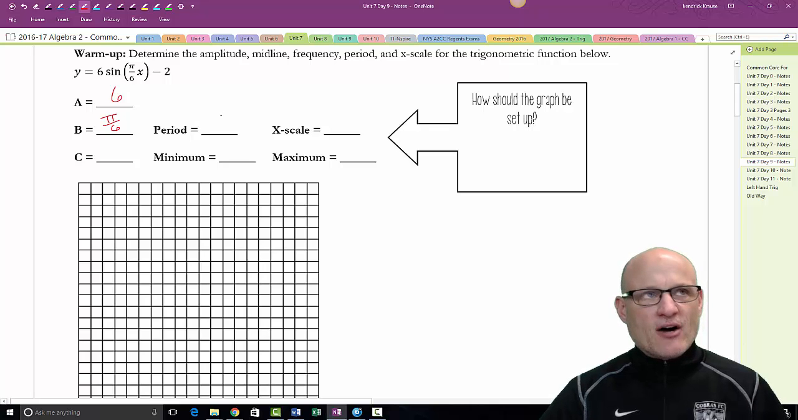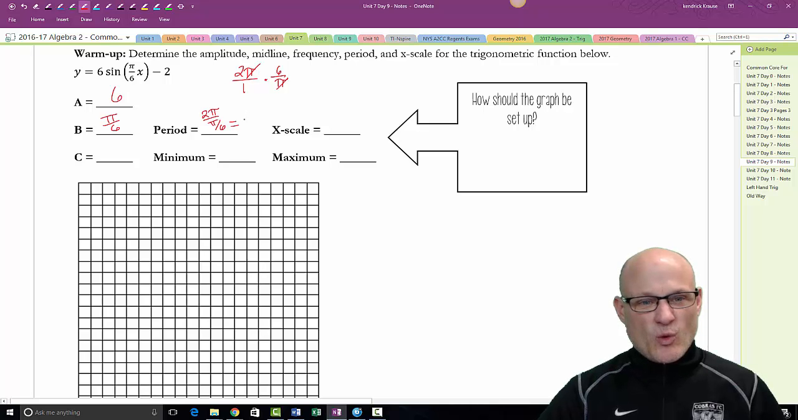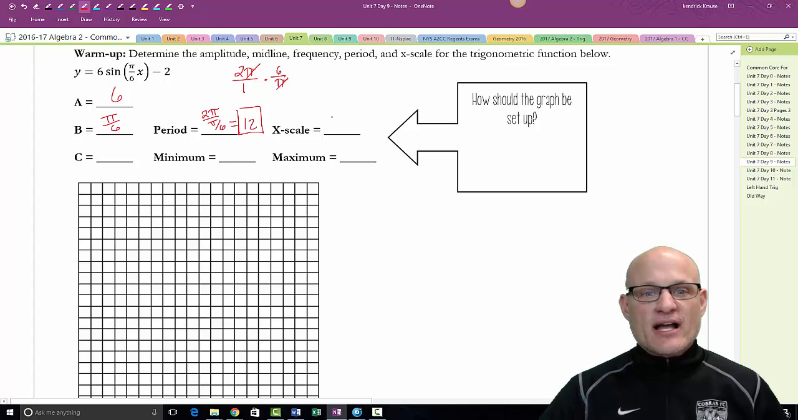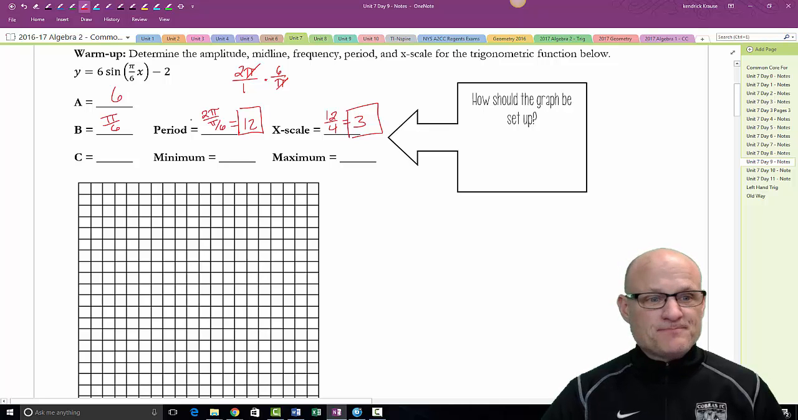That's weird. Now, our period is going to be 2 pi divided by pi over 6. Well, that's weird. So let's see what that looks like. 2 pi over 1. Now we're dividing by a fraction, so we flip and multiply. 6 over pi. So those pi's cancel. This is just 12. That's weird. That means it's going to take 12 to finish one full curve. Our x scale would be period 12 divided by 4, which is just 3. That means every 3 is an important point.